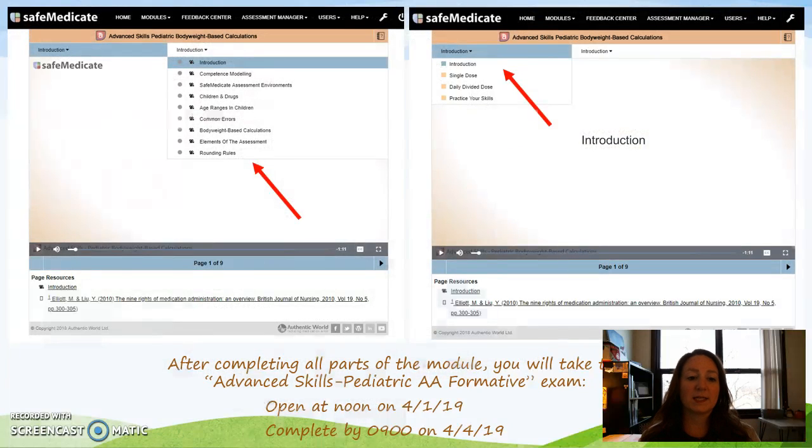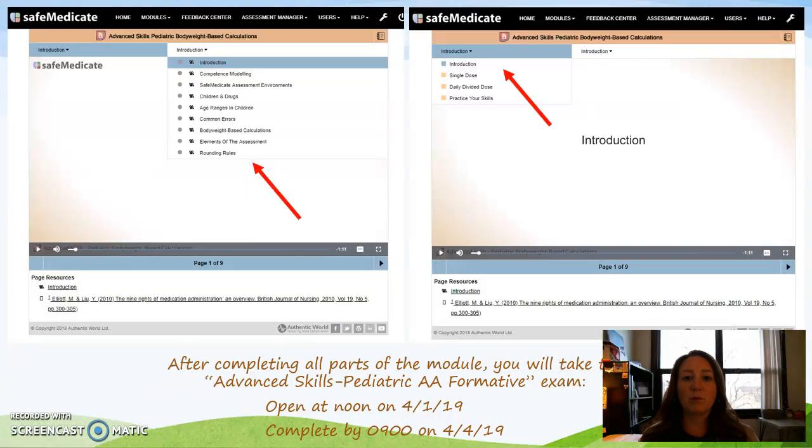Make sure you complete the entire module. The entire module has 4 different things: the introduction, the single dose, daily divided dose, and practice your skills. All 4 of those need to be completed to 100% to get credit. You'll see even under introduction, it has several other elements that need to be completed to finish that piece of the introduction. So again, make sure all of those things are completed to 100%.